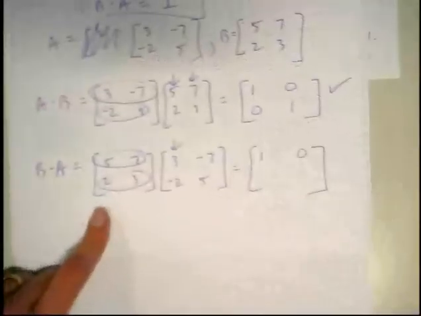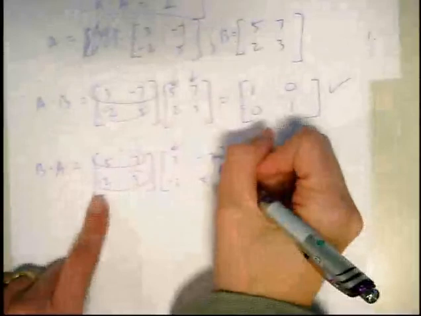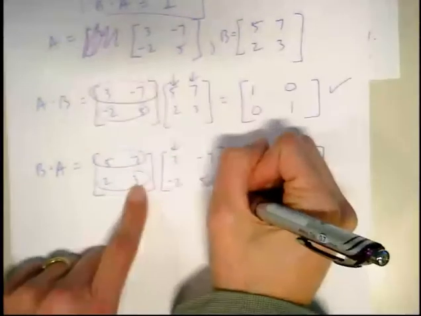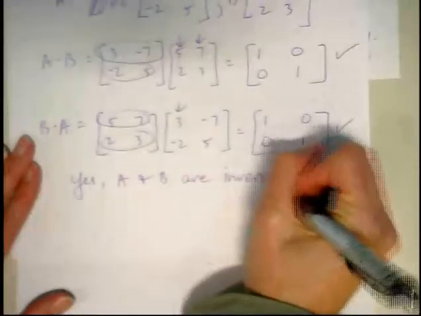Okay, now row 2, to get row 2 of our resulting matrix. Back to column 1. 2 times 3 is 6 minus 6 is 0. 2 times negative 7 is 14 plus 15. So negative 14 plus 15 is also 1. So the answer is yes. A and B are inverses.